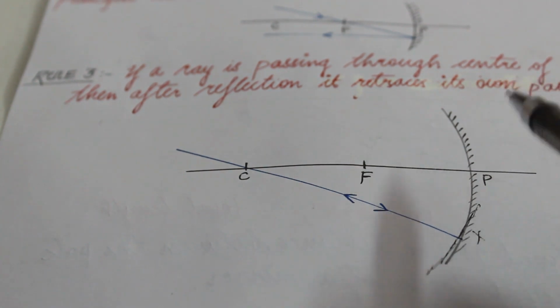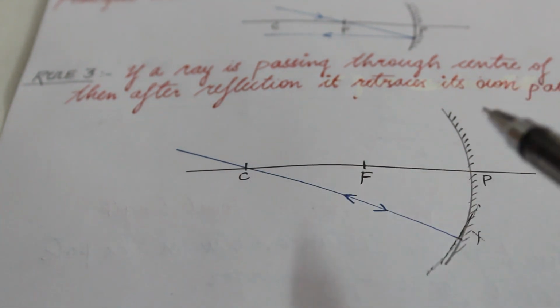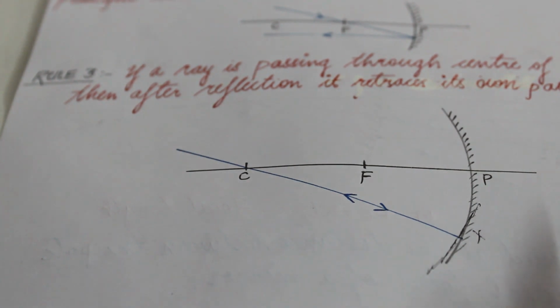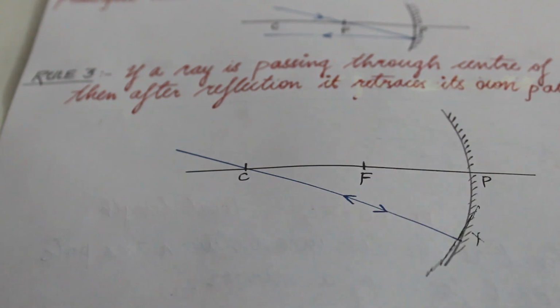And as per the rule, the light is moving along the normal. It means that the angle of incidence is 0. And when the angle of incidence is 0, the angle of reflection has to be 0. Hence, it retraces its own path.